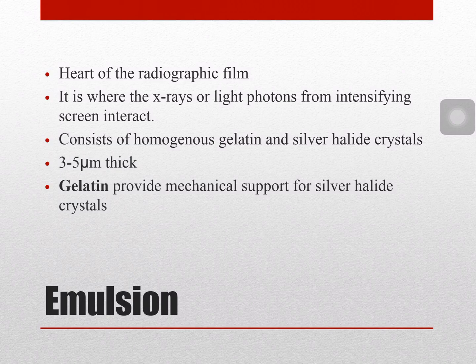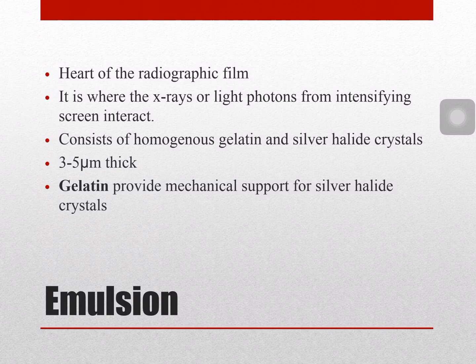So we know that radiographic film has two parts. Now we're done with the base, let's proceed to the emulsion. Emulsion is the heart of the radiographic film. It is where the X-rays or the light from our intensifying screen interacts. The emulsion consists of the gelatin and the silver halide crystals.